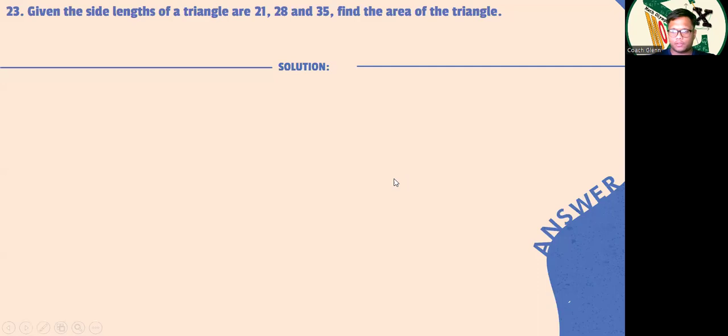Okay, for this one, so this is actually also another Pythagorean triple. But another way to check this is to try to simplify this. So this is all divisible by 7. So 21 divided by 7 is 3. 28 divided by 7 is 4. And 35 divided by 7 is 5. So 3, 4, 5 is the most famous Pythagorean triple. So therefore, this is a right triangle.